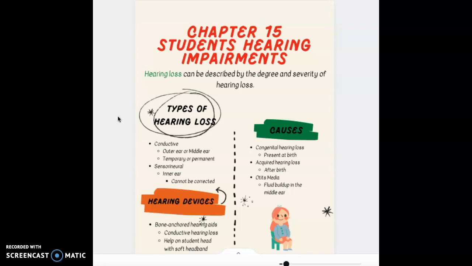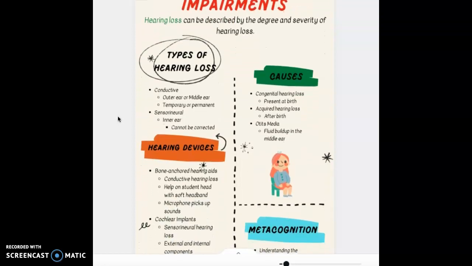So I think as teachers and paraprofessionals, it's so important to learn about this. Hearing loss can be described depending on the degree or severity of hearing loss. So what do I mean by the type of hearing loss? Well, there are two listed in the chapter, and it consists of conductive, which means that the hearing loss was affected by the outer ear portion and the middle ear.